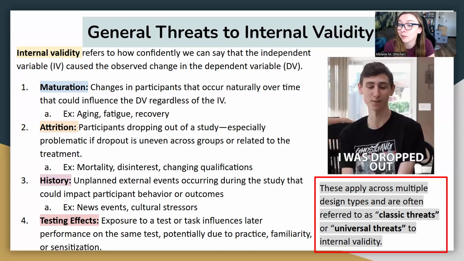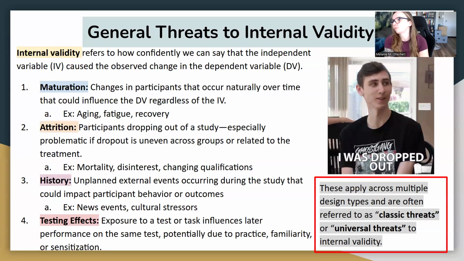It turns out you don't have control over the overall state of the world. By history, I don't just mean things that literally happened in the past. History in this context means broader social happenings. So this is some sort of external event that might occur during the study that can impact participants' behaviors or outcome. So this can be stuff like what's happening in the news. It can be cultural stressors. It can be lots of different things.